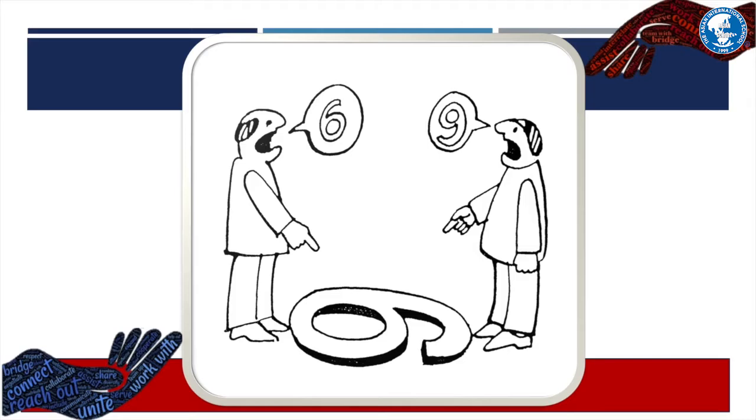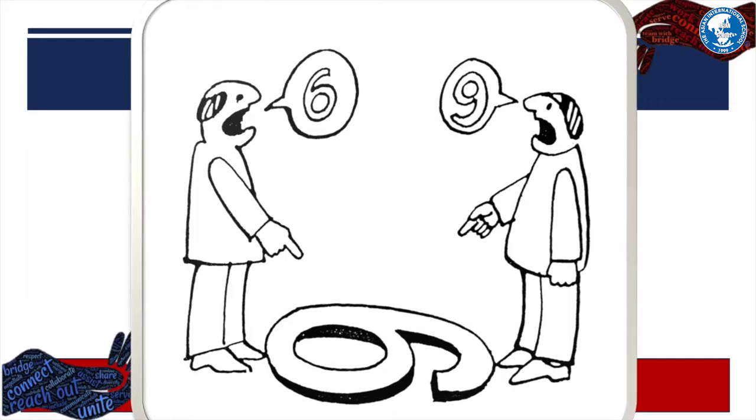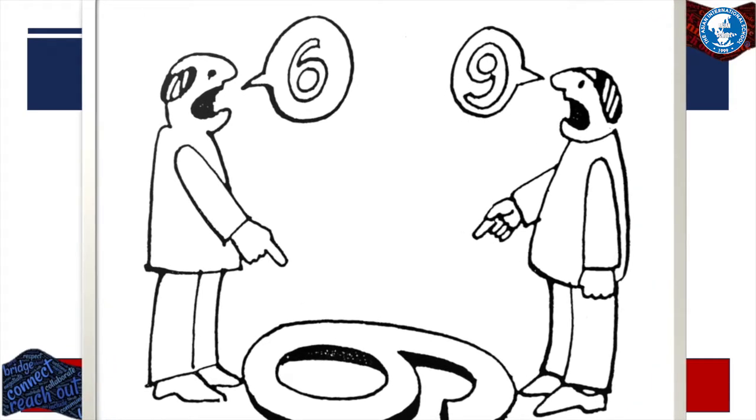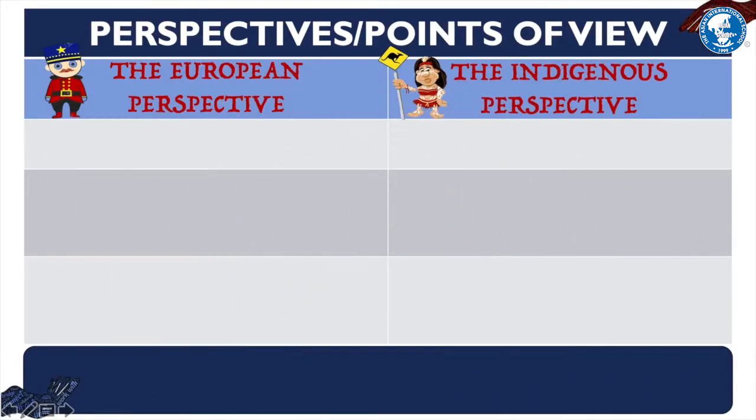We look at or interpret things based on what we see. We have different opinions, ideas, or understanding based on whatever situation we are in, and we call it perspective. We have different perspectives or points of view. Now, let's study the two different perspectives or points of view on the colonization and extension of settlement in Australia.